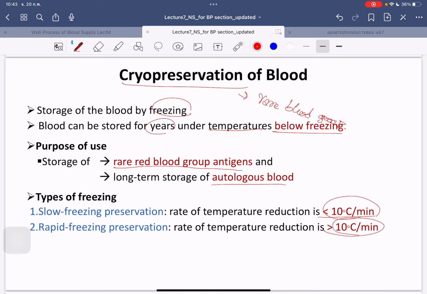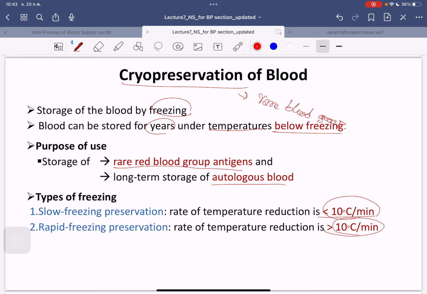There are 2 methods of freezing. The first one is slow freezing, which decreases the temperature about 10 degrees Celsius per minute. Another one is rapid freezing, where the temperature decreases more than 10 degrees Celsius per minute. If you want to know more about this, I recommend you work in a blood bank, and you will have a chance to do it.